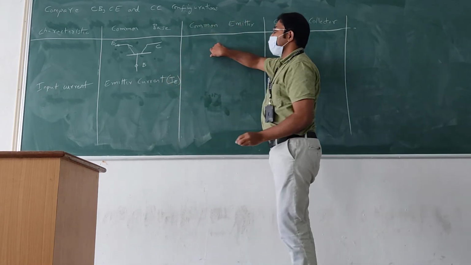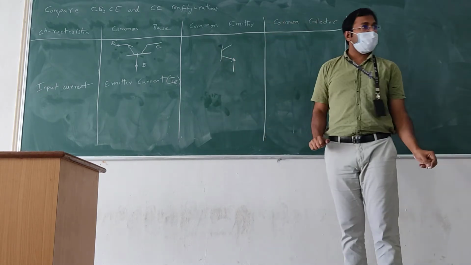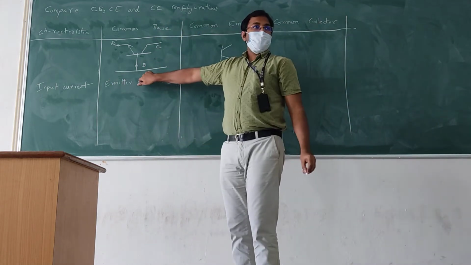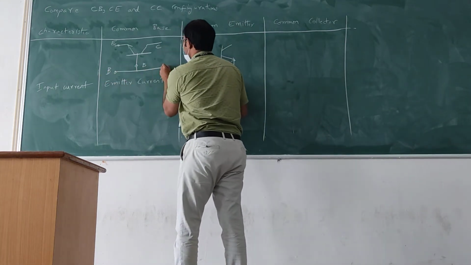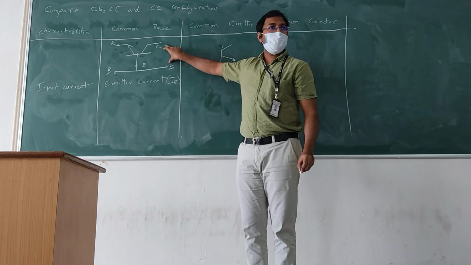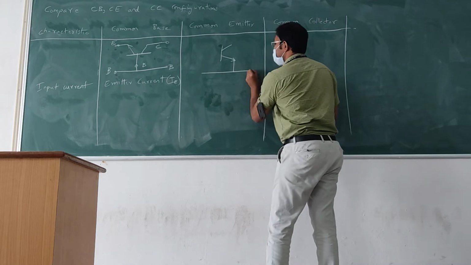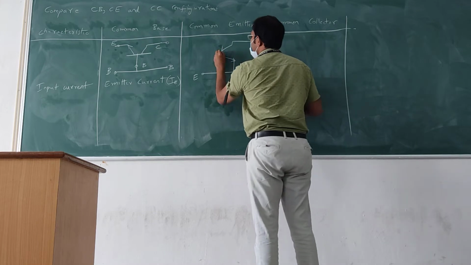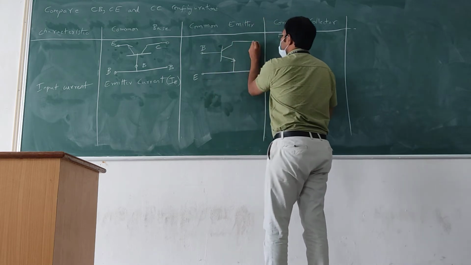Next, let us draw the common emitter configuration. Simple, emitter is towards ground. See, why is this common base? Because this is base. So base is common at input side, base is common at output side. That is why it is common base. Next, common emitter. We can write like this: emitter common to both input side and output side. So obviously this is base, this is collector.